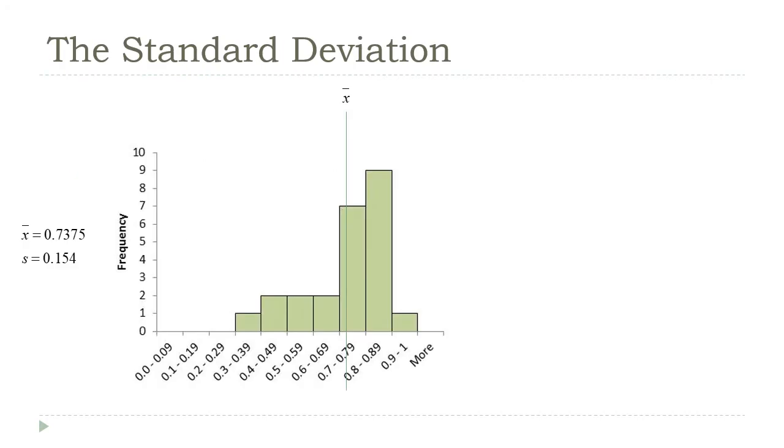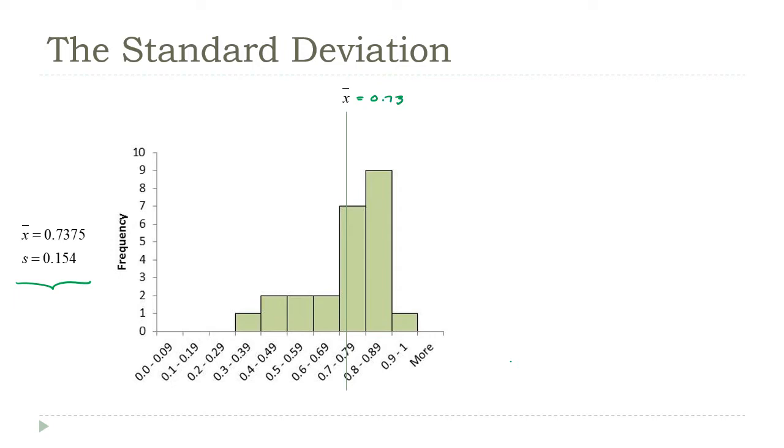So what I want to do now is give kind of a visual or a geometric feel for what the standard deviation means. So I've got a histogram here representing one of our usual topics. It's a set of test scores. And I've calculated its mean and standard deviation right over here on the left. And I've graphed the mean on the chart, right? That's this X here. It's about 0.7375.